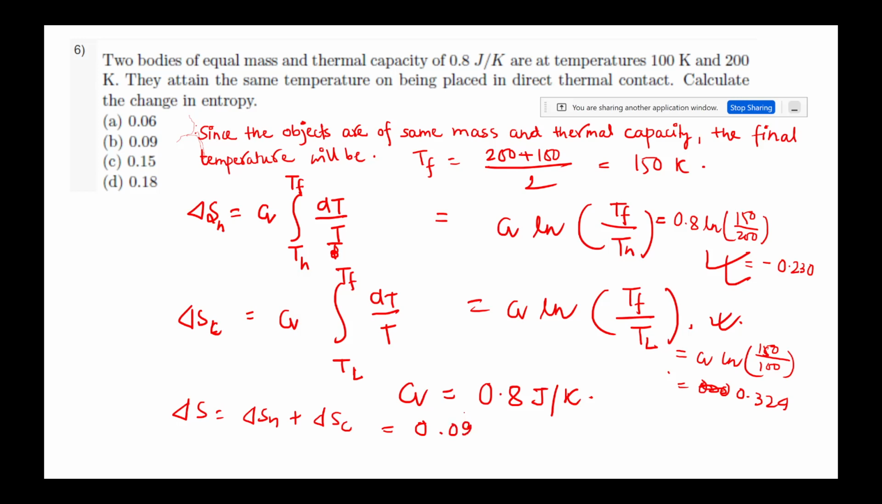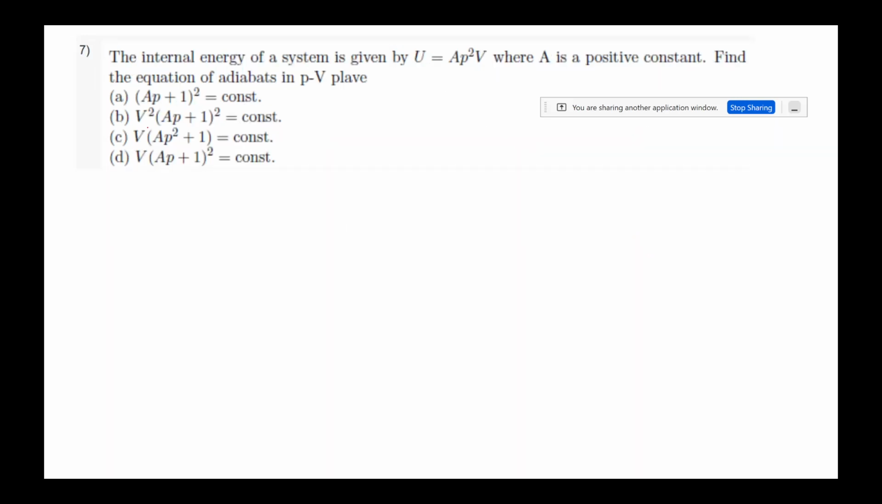It will be 0.09, probably 0.086, 0.094. Okay, this is 0.09494. So this is the correct option B. Okay, so next question.